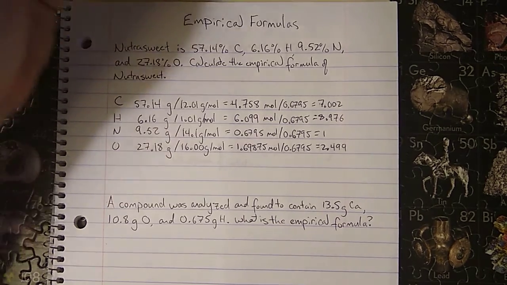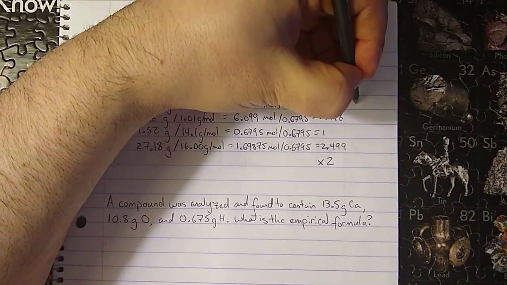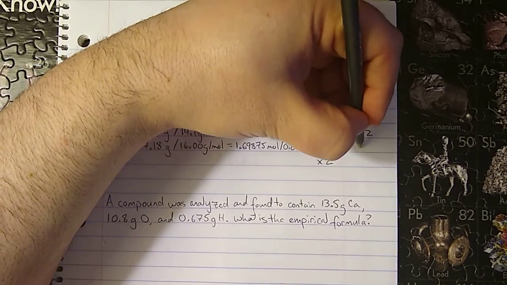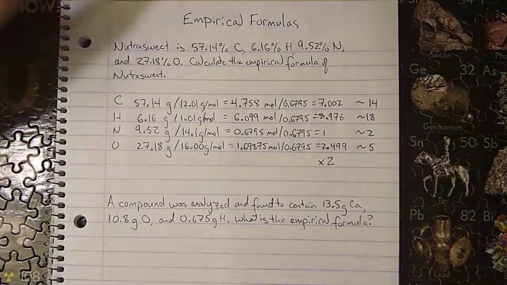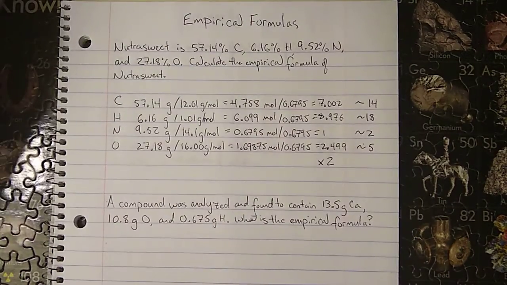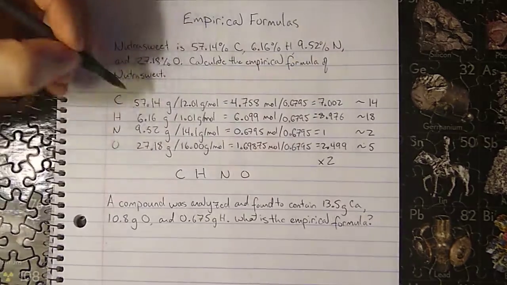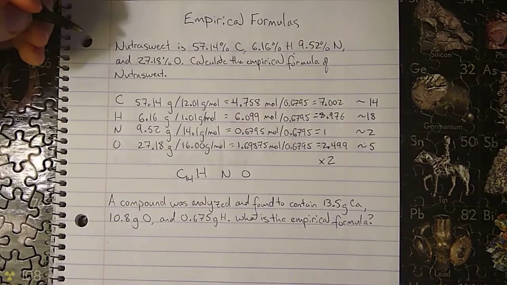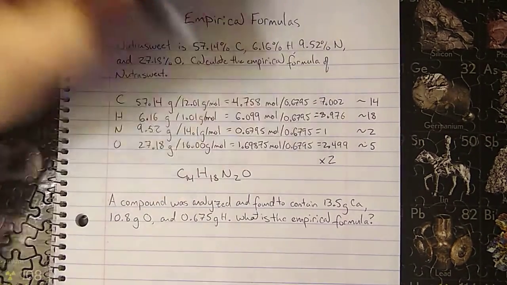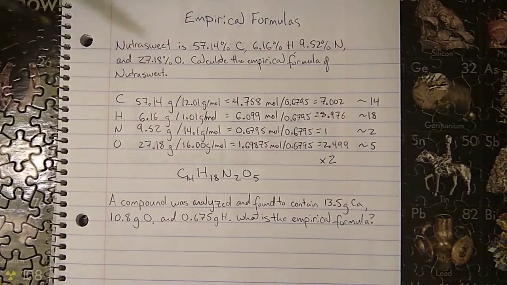But since this is a ratio, what we can do is take all the numbers and multiply them by 2 to make it approximately 14, 18, 2, and 5. It would still be the same ratio, but now we have whole numbers, meaning that my empirical formula is going to have 14 carbons, 18 hydrogens, 2 nitrogens, and 5 oxygens. And there's my empirical formula for NutraSweet.